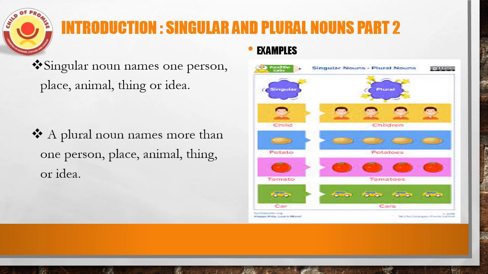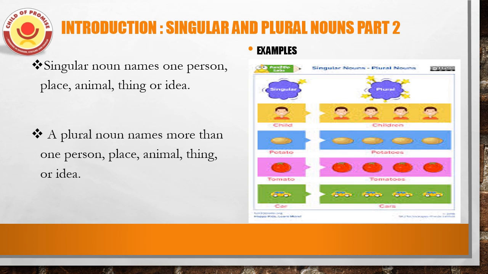Okay, what are singular and plural nouns all about? Remember that for two weeks now, we've been talking about nouns and singular and plural nouns. Last week, when we talked about singular and plural nouns part 1, we said that a singular noun names one person, place, animal, thing, or idea, while a plural noun names more than one person, place, animal, thing, or idea. You can see the example in front of you.